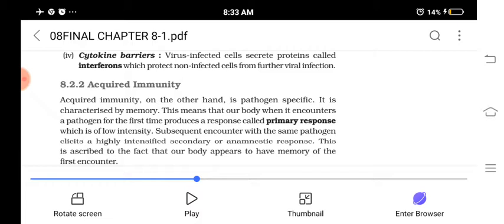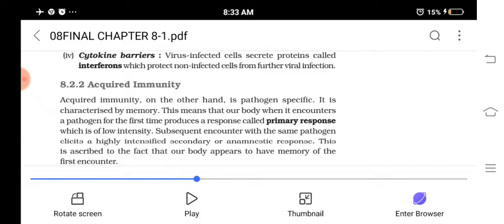That is, if our body encounters a particular pathogen, then our body produces a response, and that is called the primary response, and it will be of low intensity. Is it clear? Means the microorganism can easily attack the body if it is not attacked before. If the organism attacks the body for the first time, the response by the body will be of low intensity. Clear? So there is more chance of getting that particular disease, isn't it?